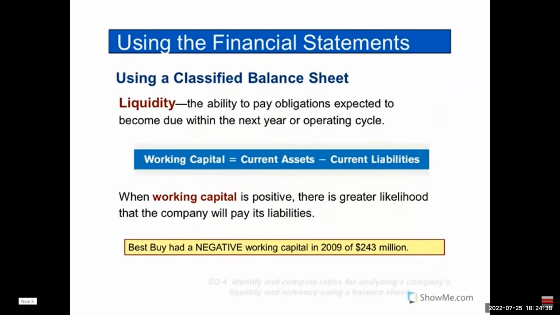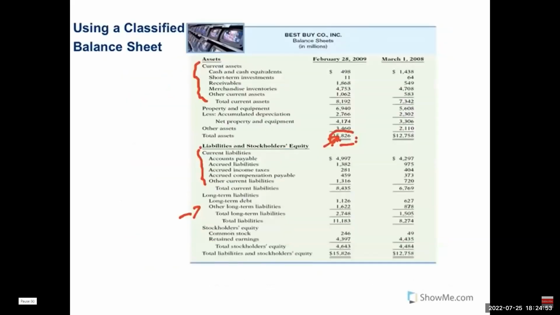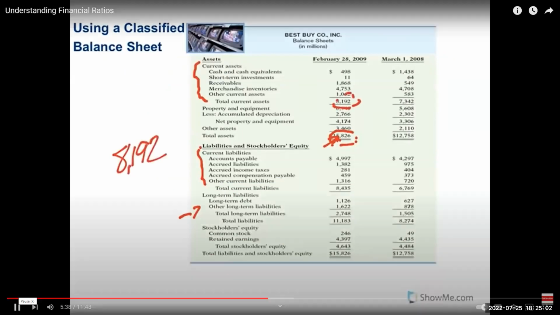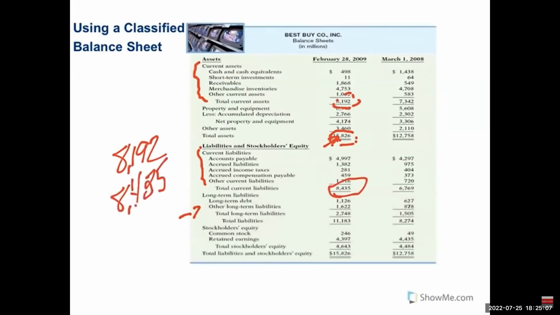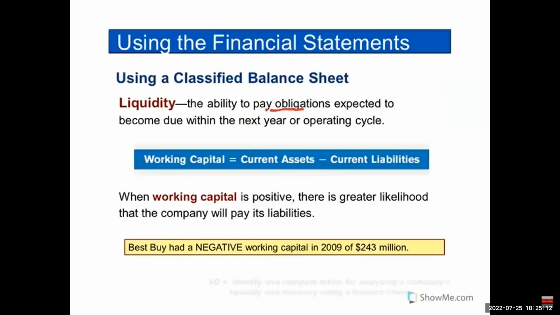And in that way, we can relate the ability to pay the current liabilities by looking at the current assets related to current liabilities. So let's go back and look at Best Buy. Current assets in 2009 were $8,192. But look at the current liabilities, $8,435. So they have more liabilities than they have in current assets.